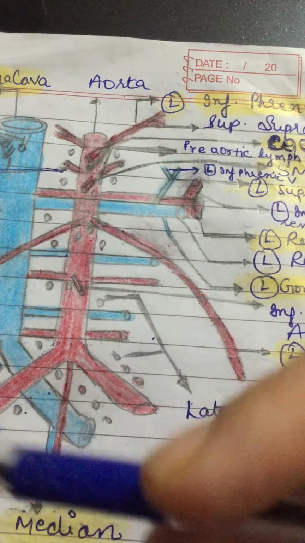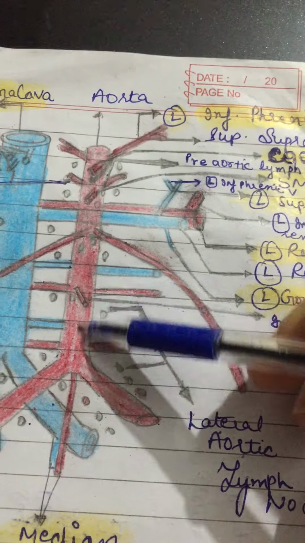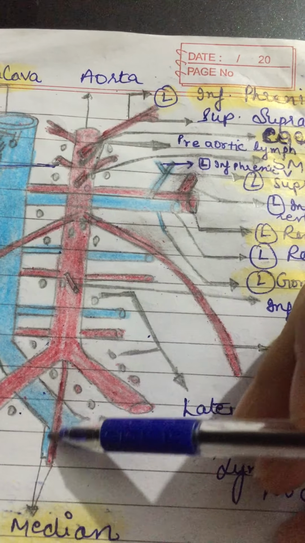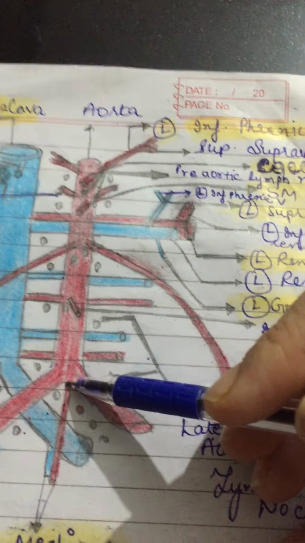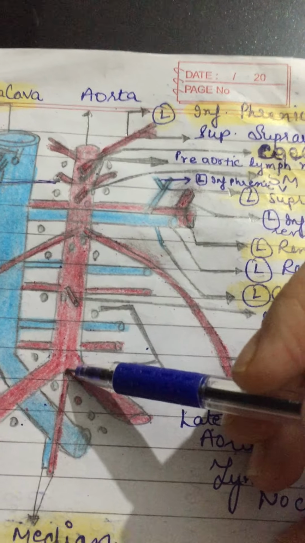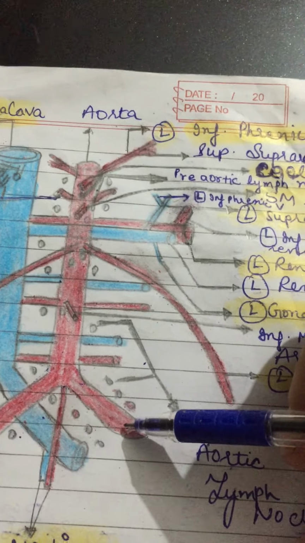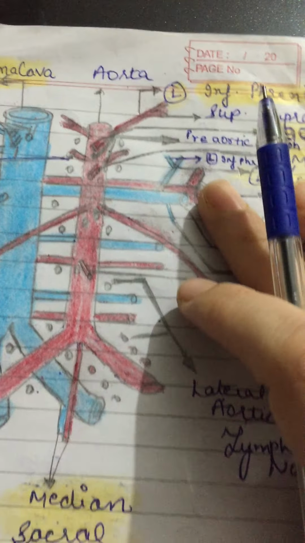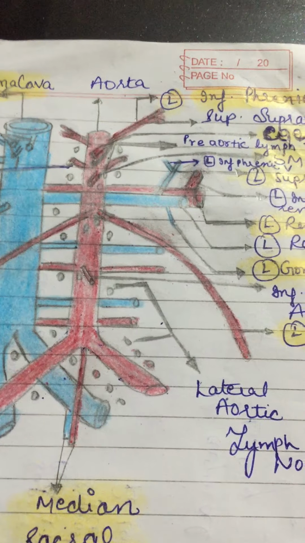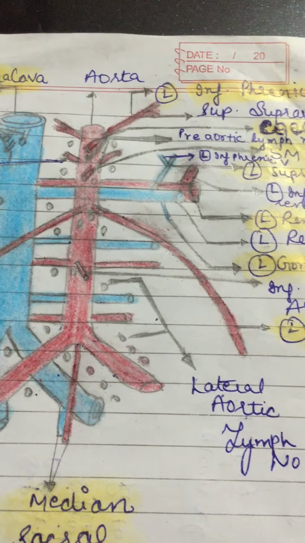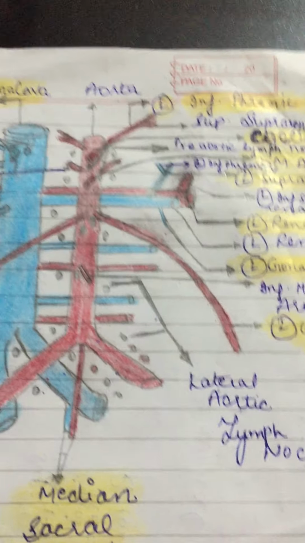Then dorsal branches. Dorsal means lying posteriorly. First 4 lumbar arteries and the median sacral artery. This one is the median sacral artery, which arises from the posterior side of the abdominal aorta. And terminal, I already discussed, common iliac arteries. So this is all about the branches of the abdominal aorta. Now I will discuss the superior and inferior mesenteric artery individually.